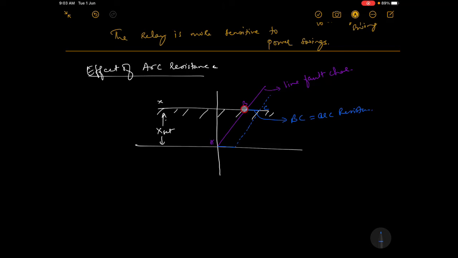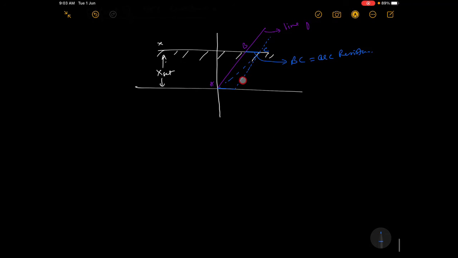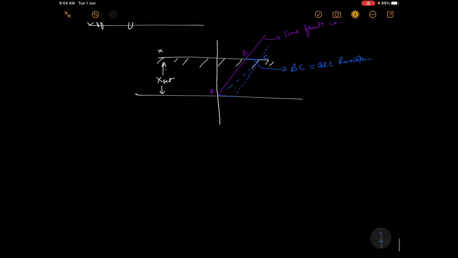Even though the impedance has changed, this relay will not measure impedance, it will measure only reactance. Whether the impedance is this much, the reactance is this much only. Everywhere the reactance is the same here. The reactance part is the same, the resistance part may be added, but the relay will not measure the resistance, it will consider only the reactance.